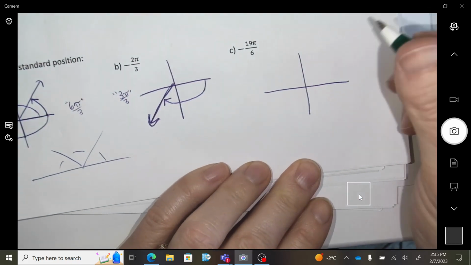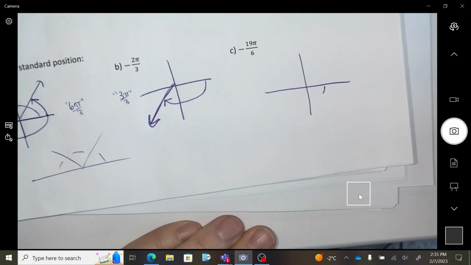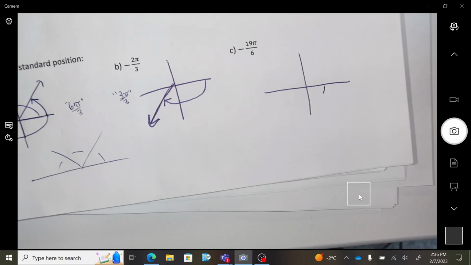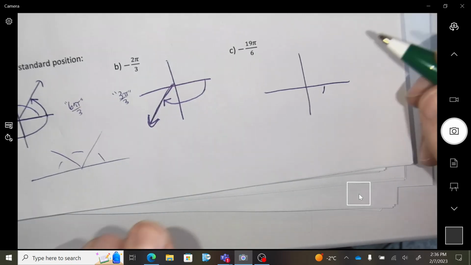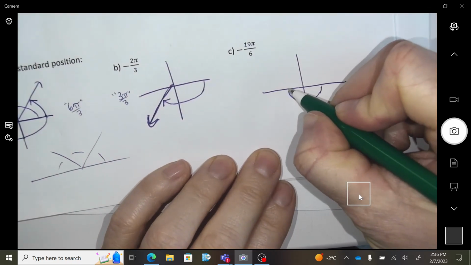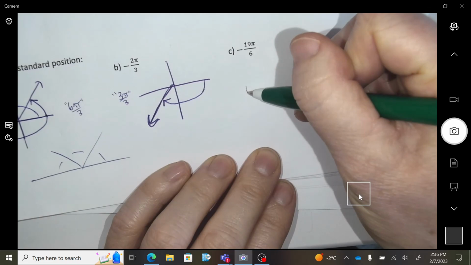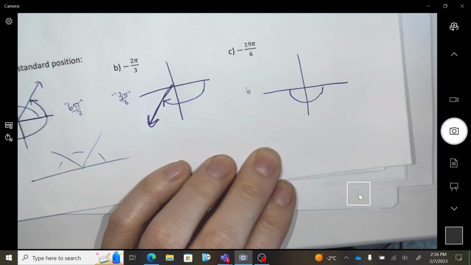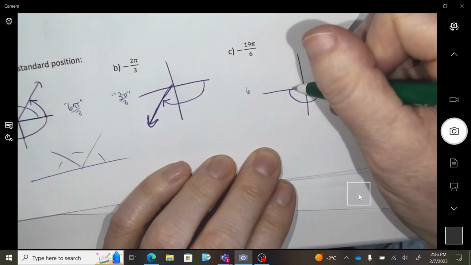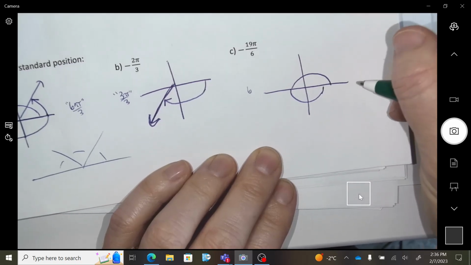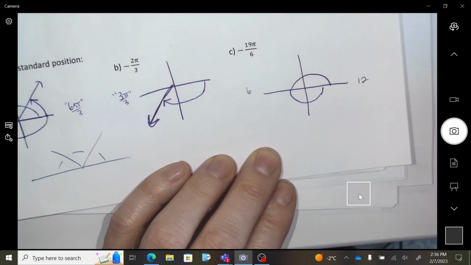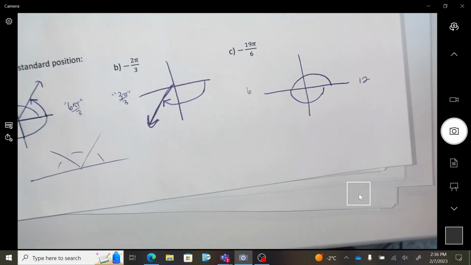Okay, so another negative, so we're going to have to think about this rotation. We're going to be past a circle. I already can see that, right? Because a full circle would have the number 12 over 6. So here I go. I'm going to mark that on the side as a 6 over 6. Now I'm at 12. A full circle is 12 over 6.